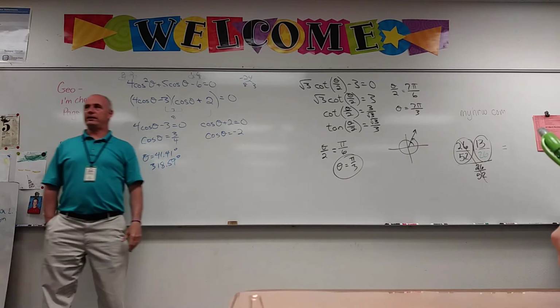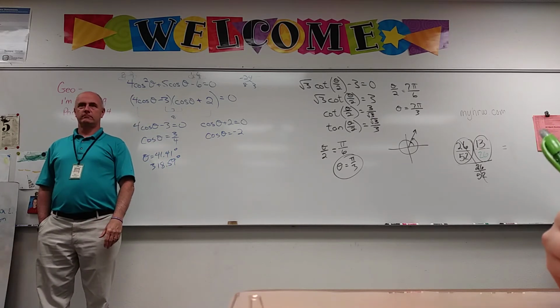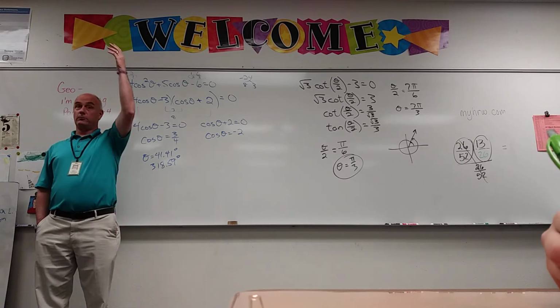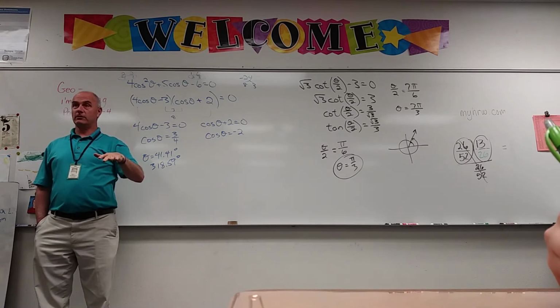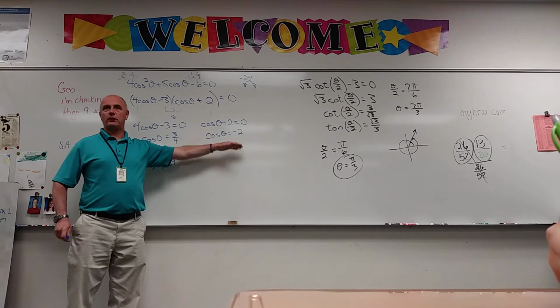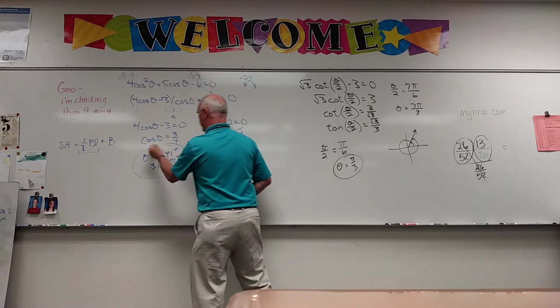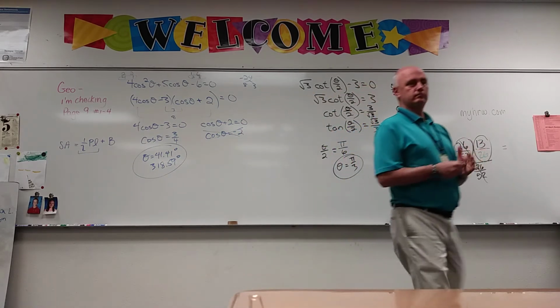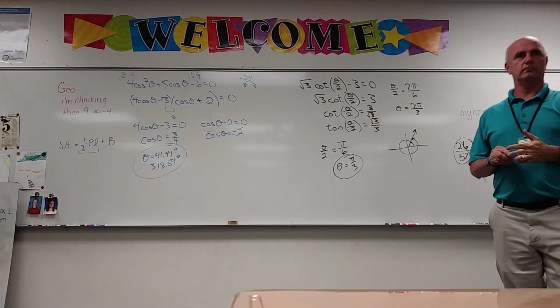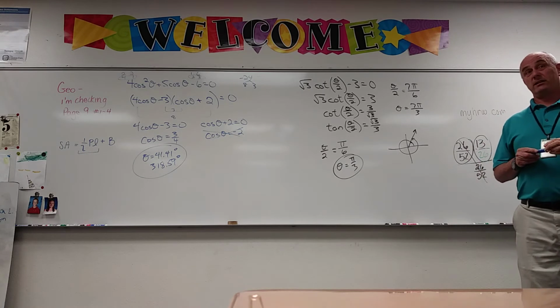Well, what do you know about sine and cosine? They're in between -1 and 1. They're never greater than 1 or lower than -1, right? So when will this happen? Never. Approximately never. So that's gone. And those are only two answers. Does that make sense? Yeah.